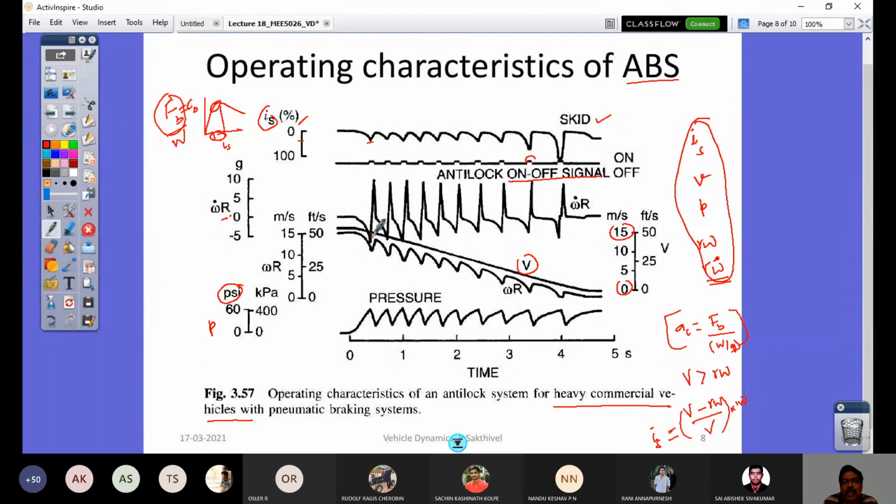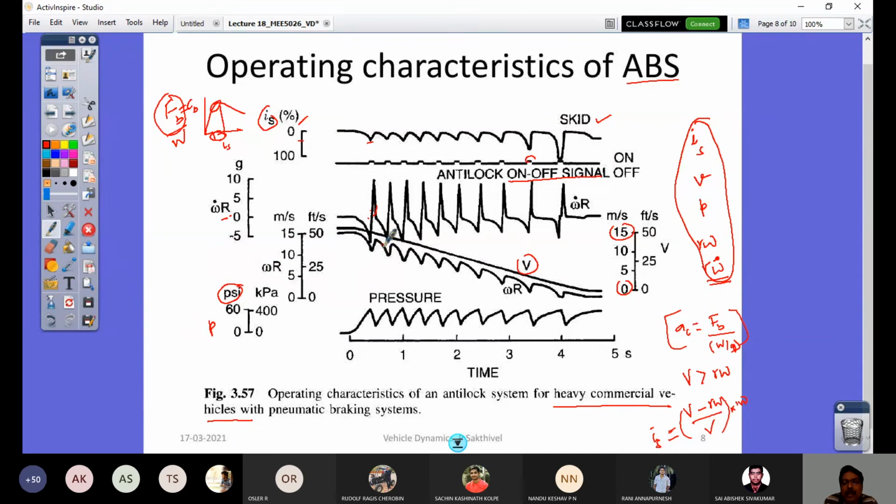See here, it is increasing. This line is the acceleration. When it is on, the skid reduces, right? This is your acceleration, and this is your deceleration, a sudden fall this side. You can see R omega is the linear speed. R omega increases, then it drops. This is happening in one cycle.